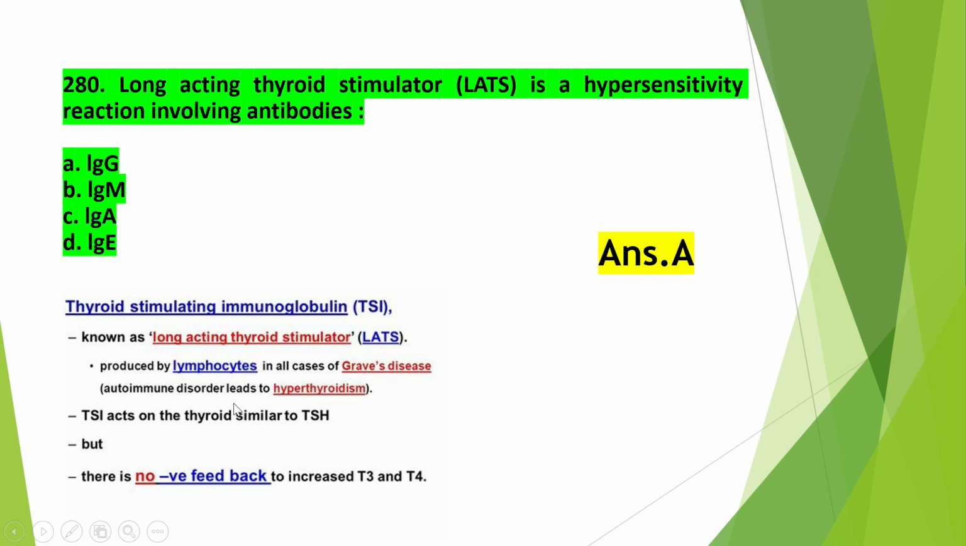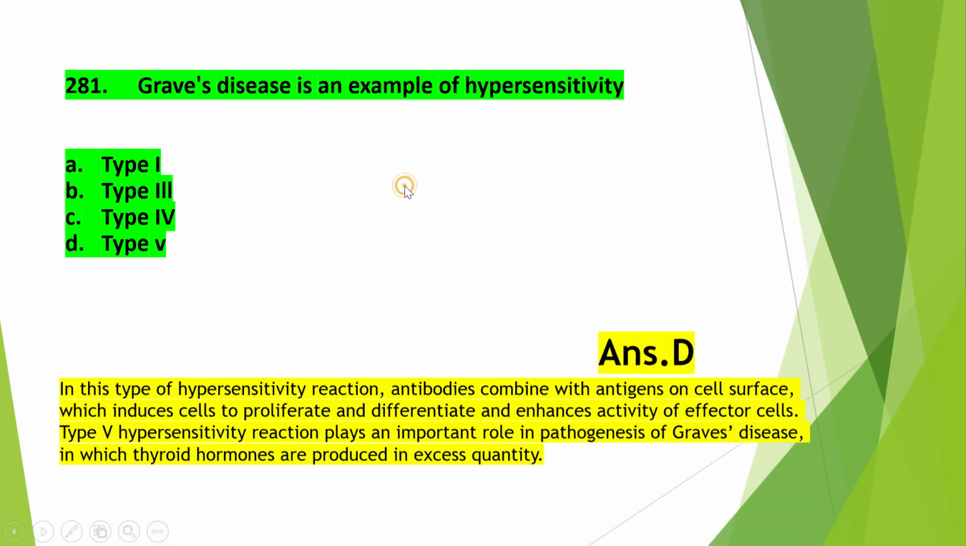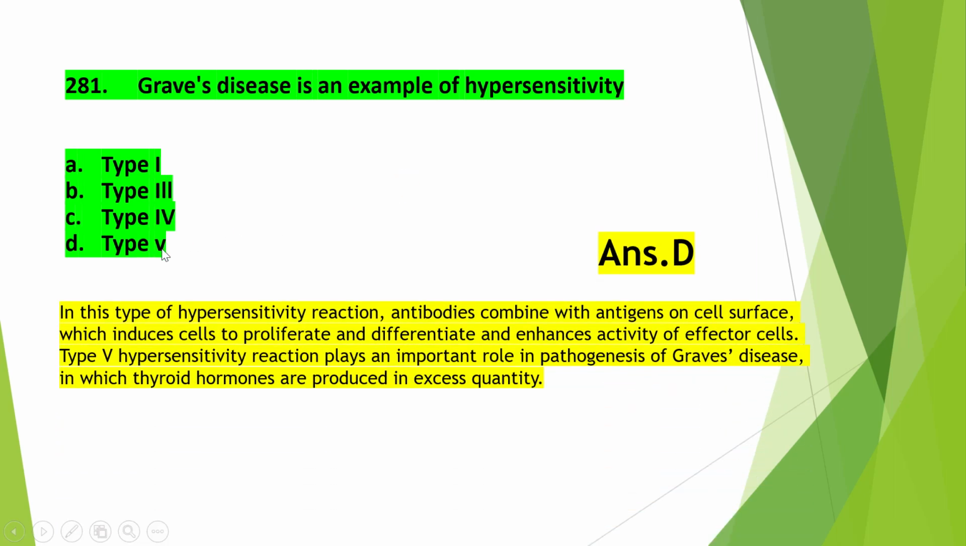Okay, and this immunoglobulin is responsible for hyperthyroidism. This is the autoimmune disease that is Graves disease. Okay, so move on to the next question: Graves disease is an example of hypersensitivity type 1, type 3, type 4 or type 5? The right answer is option D, that is type 5.